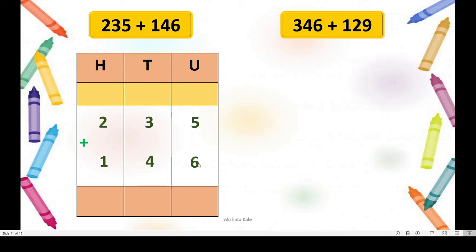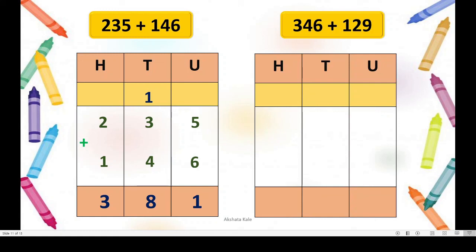5 plus 6. How much? 11. Correct? 5 twos are 10 plus 1. 11. Isn't it? 1 here and 1 in the tens column. See, this is the real method. 1 we have to write here and 1 in the next left column we have to write. Now 1 plus 3, 4 plus 4. That is 4 twos are 8. I will write here 8. Then in the hundreds place 2 plus 1 is 3. Correct? Nice.